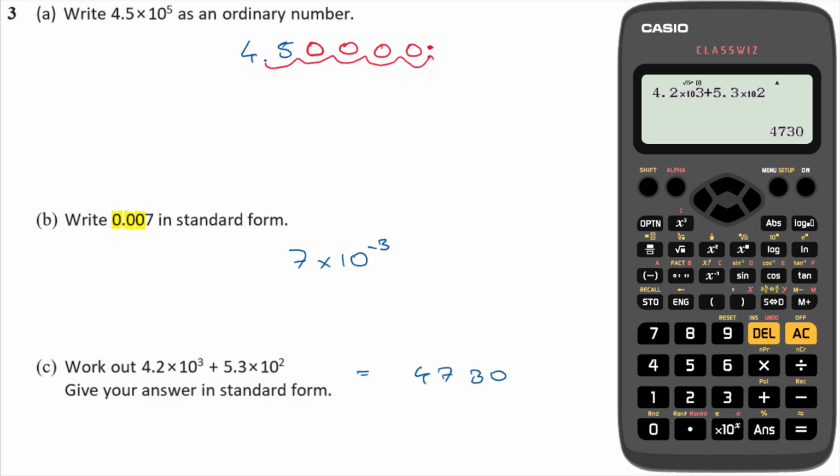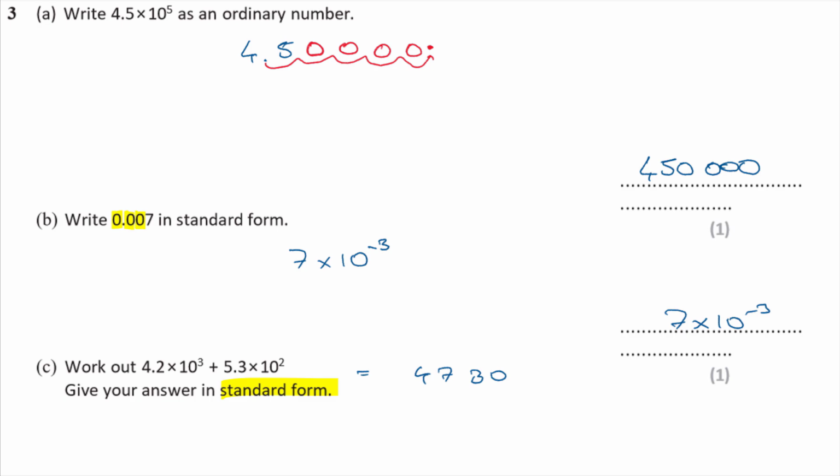That equals 4730, but remember they want it in standard form, don't they? Okay, so I'm going to have to rewrite that with the mantissa part as a number between 1 and 10. It's going to become 4.73. What's the power of 10? Well, the decimal point would start here. It's going to end up going 3 jumps to the left. So that is going to be times 10 to the 3 then, isn't it? So 4.73 times 10 to the 3.